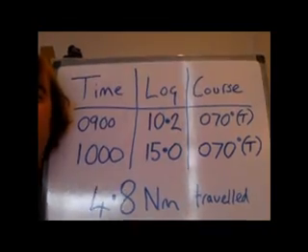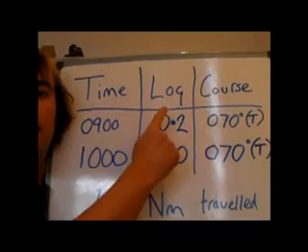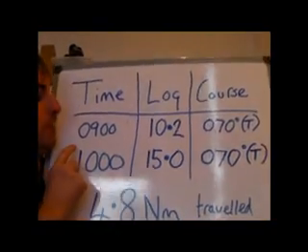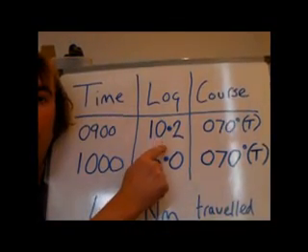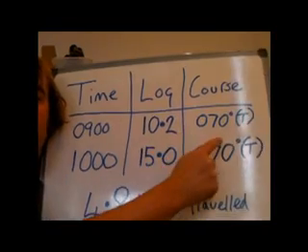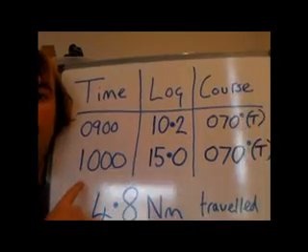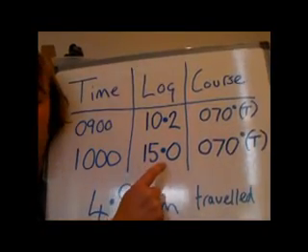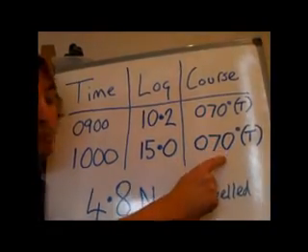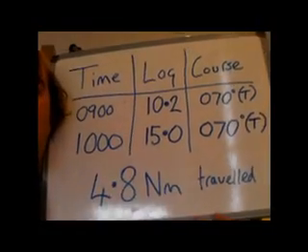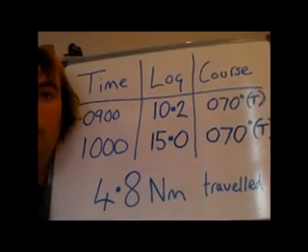What I've got here is an extract from one of my logs. What we've got is time, log and course. So what this means is, at 9 o'clock our log reading was 10.2, and our true course was 070 degrees. At 10 o'clock the log reading was 15 nautical miles, and we were still on the same course. And by my maths, that means that we've travelled 4.8 nautical miles in an hour.